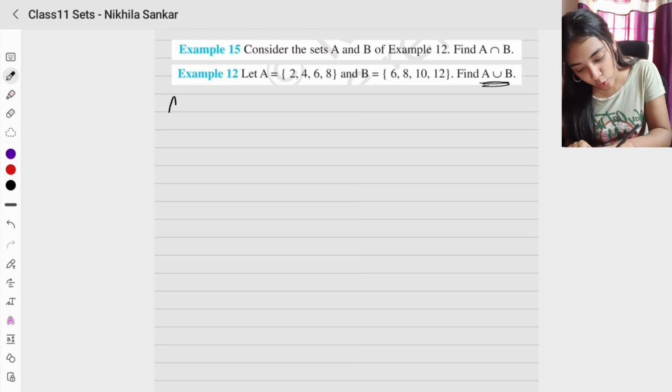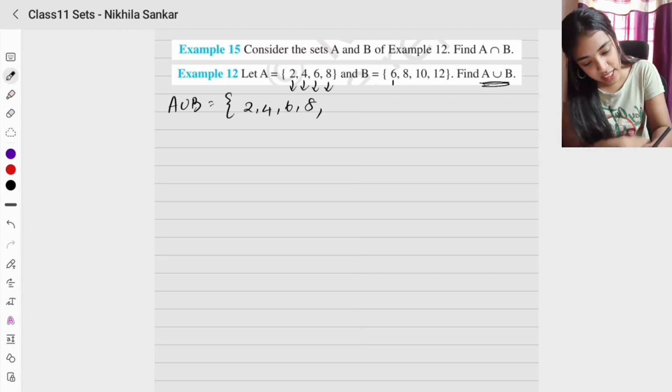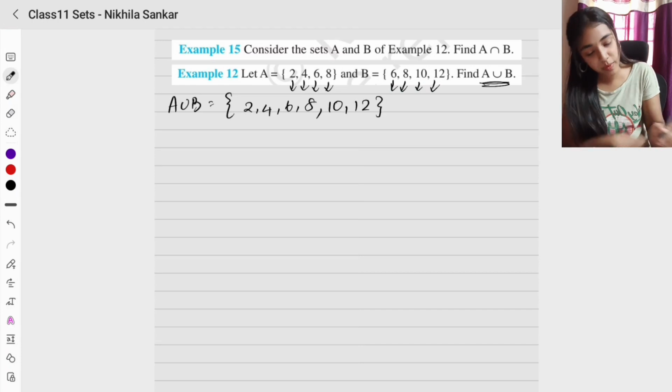So what was my A union B? I'll do it again for you. What was my A union B? I have to write all the elements. 2, 4, 6, 8. 6, 8 already எழுதியாச்சு. 10, 12. So I have 10, 12. This is my A union B.